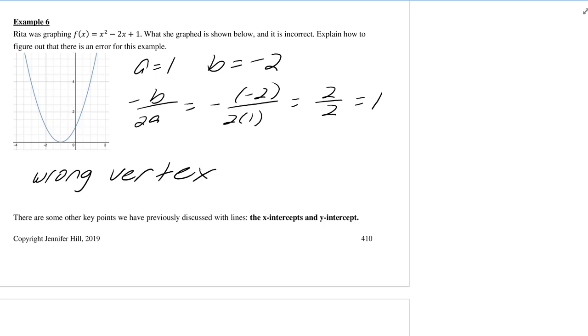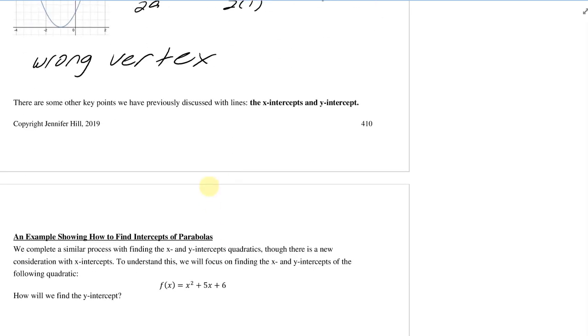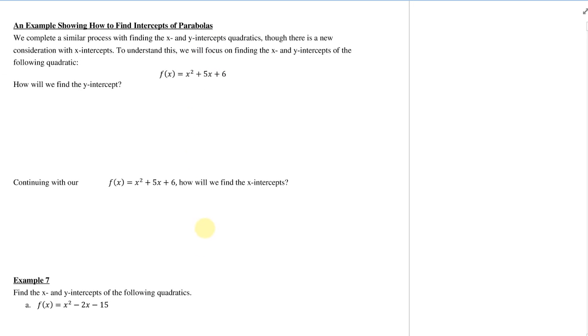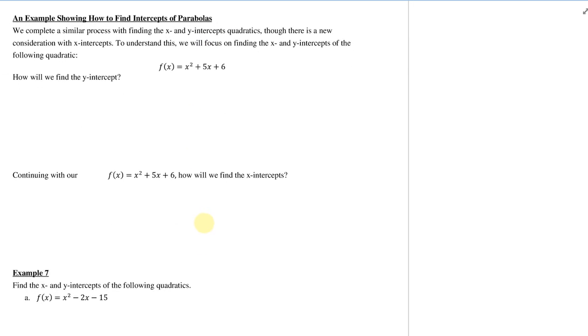Those are just there to do a quick check of your reasoning and understanding, just to make sure you've got the general idea. So now we're going to switch gears and talk about how to find intercepts of parabolas. We've talked a whole lot about finding intercepts throughout the course. For parabolas, there's a little bit of a twist, but we have all the skills to do it. But finding intercepts is actually something really key for graphing.